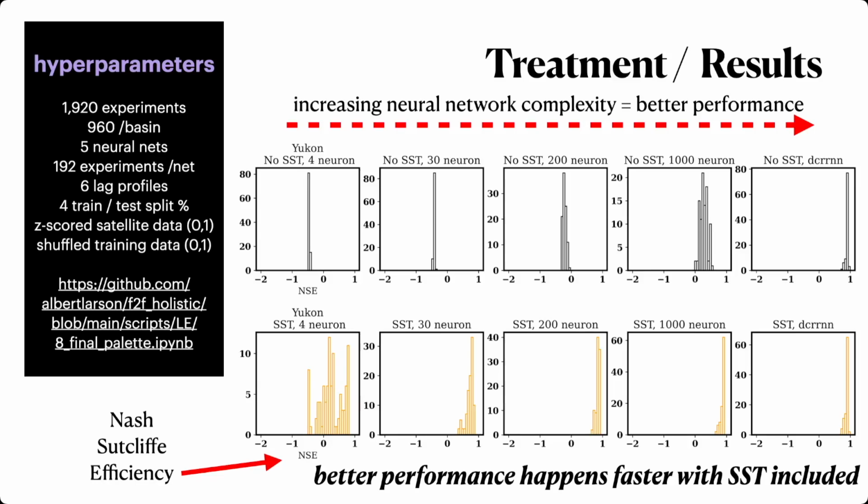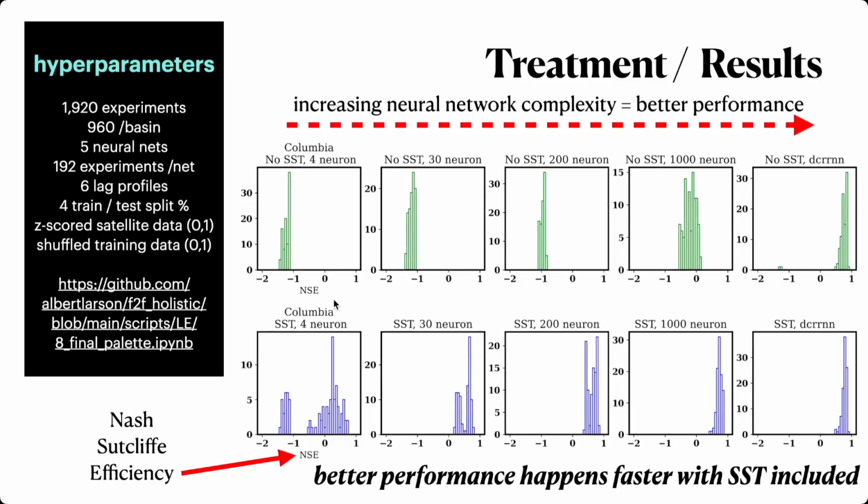What we found is that better performance actually does occur with the sea surface temperature included, which you can see in columns 2, 3, 4 of note. And the same is true of the Columbia Basin. In columns 2, 3, and 4, you can see with sea surface temperature, Nash-Sutcliffe efficiency is between 0 and 1 and tracking towards 1, as opposed to with no sea surface temperature and the exact same neural network, you're having negative value performances.